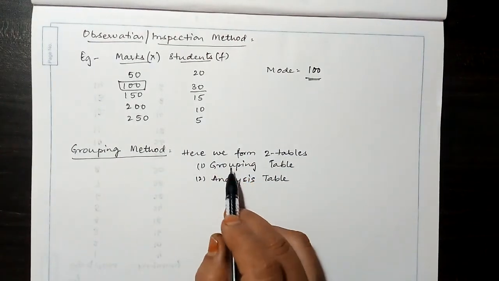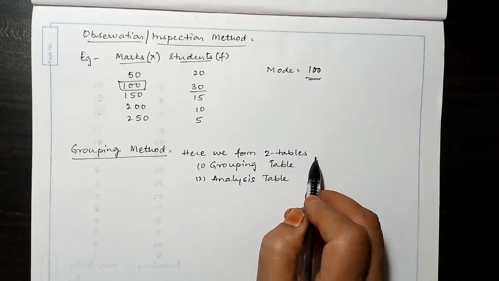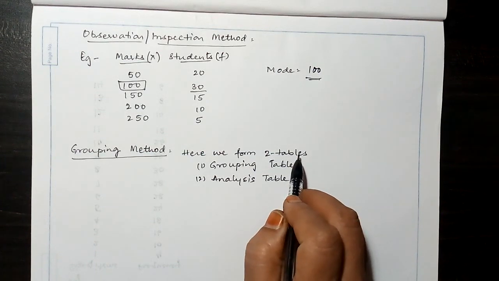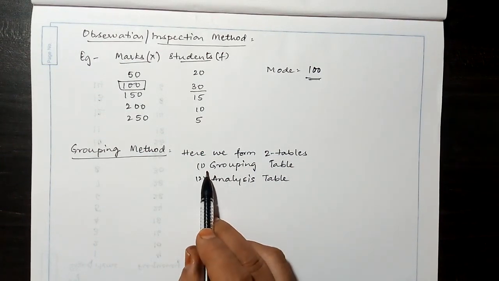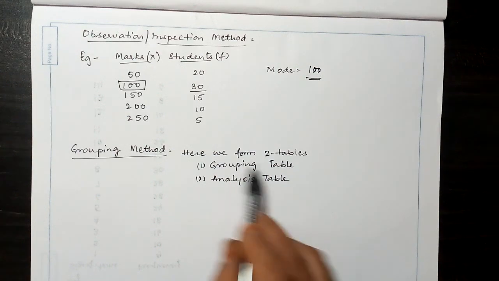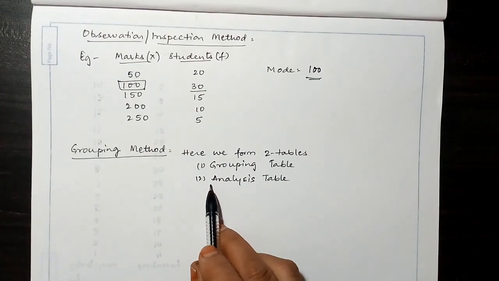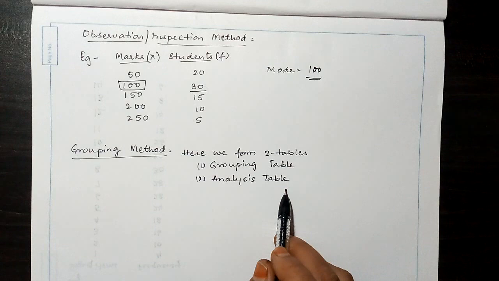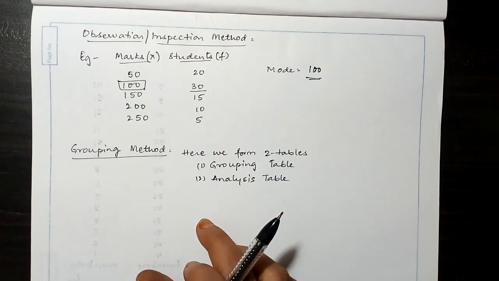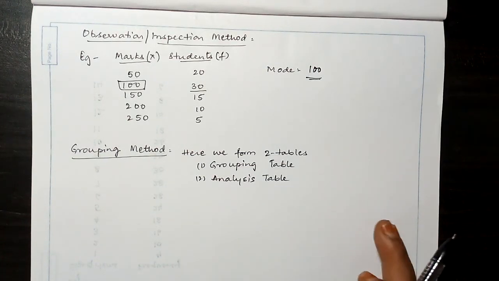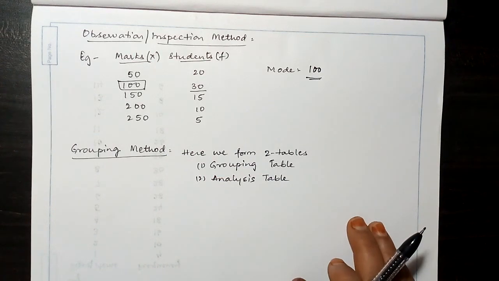So here in the grouping method we have to form two tables, in tabular form. The first one will be a grouping table in which we will be grouping the frequencies, and the second one will be the analysis table. The grouping table will help us form the analysis table, and the analysis table will help us find out the mode.